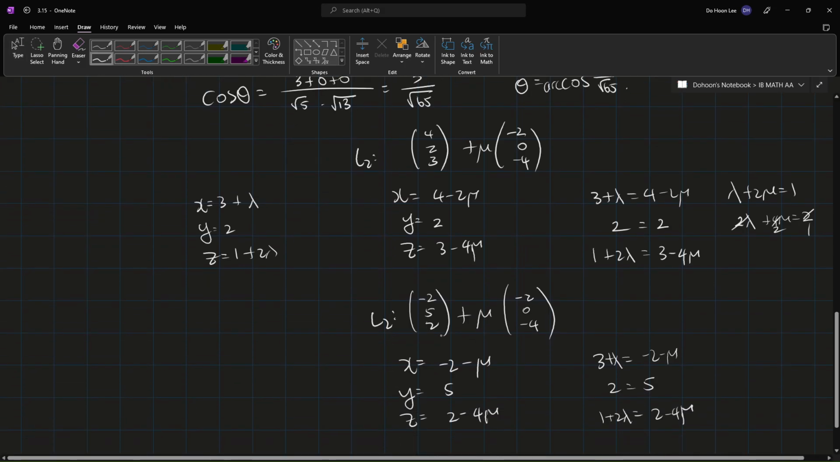If I had one change, for example, if my second line on the last question was (-2, 0, -6), then this equation would have still not worked. And because the direction vectors are not multiples of each other, then these two lines have to be skew.